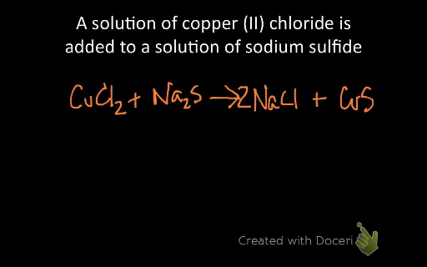Since we know this is a double replacement reaction, we know that one of our products is going to be a precipitate, so we would refer to our solubility rules to figure out which one. In this case, sodium and chlorine, we know both of those are soluble, so that means that our copper sulfide is going to be our solid or our precipitate.